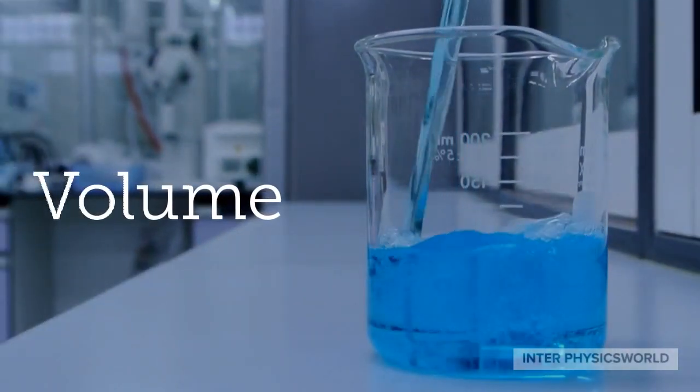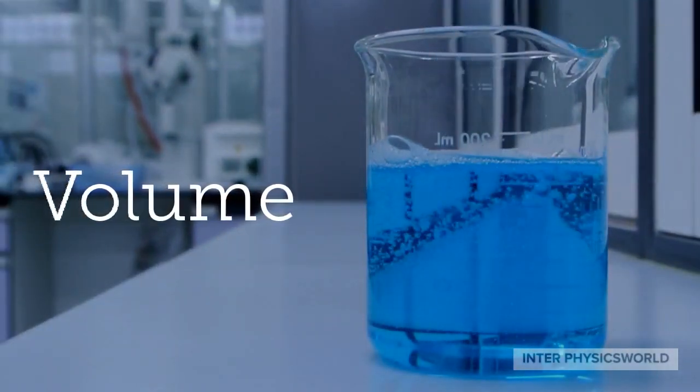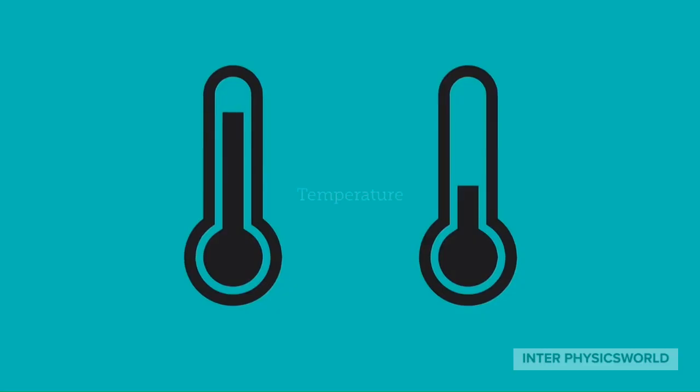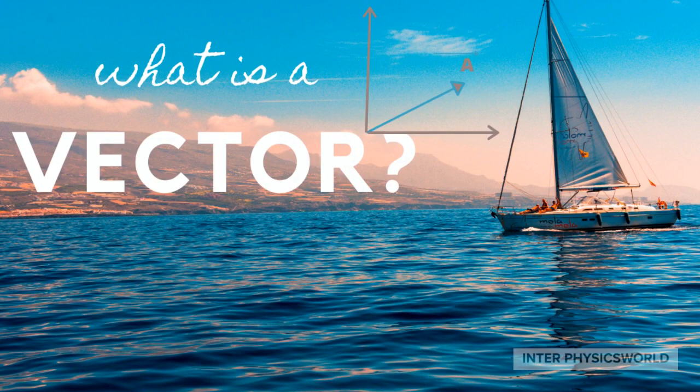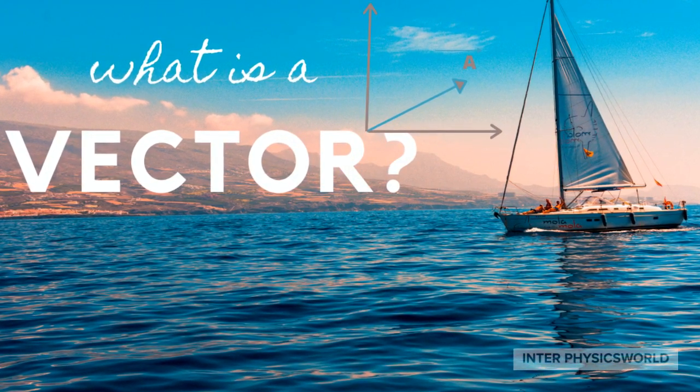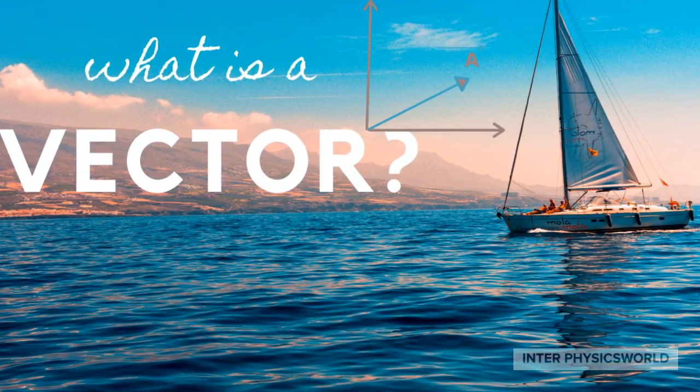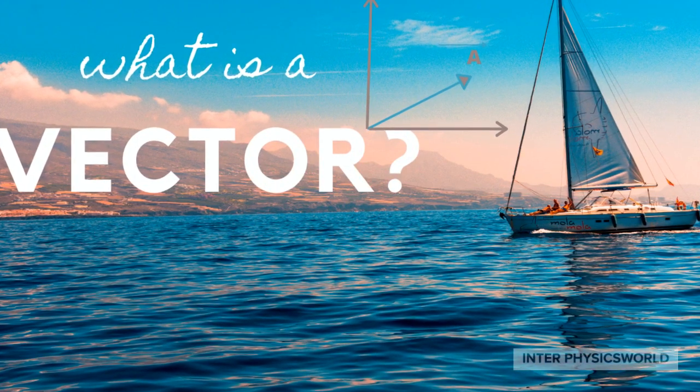Like the volume of the liquid in a beaker, the temperature in the room, etc., are all described by scalars. Vectors also have magnitude, but also an extra piece of information, that is, direction.